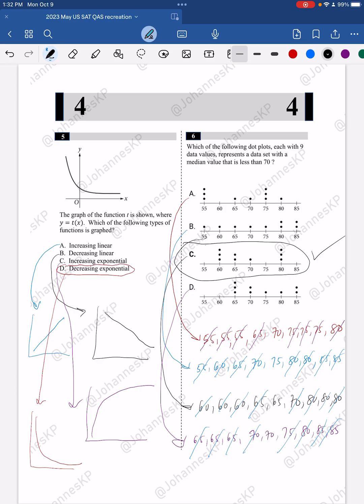And this is how you approach questions on dot plots on the SAT math.